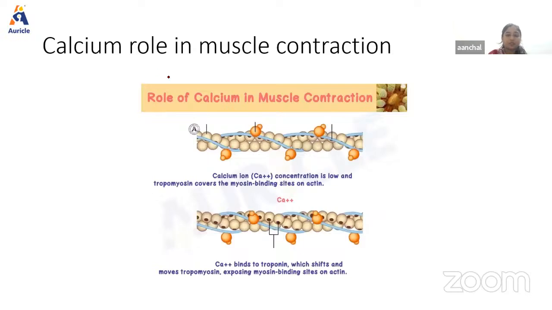Now, finally, we have the role of calcium in muscle contraction. As we have discussed, the calcium is basically stored in the L tubule, right? And the L tubule here forms the sarcoplasmic reticulum.